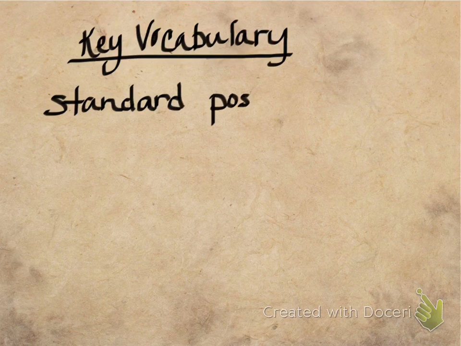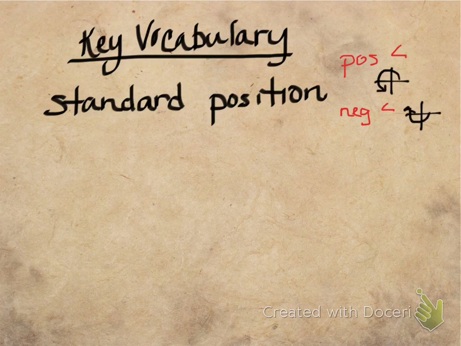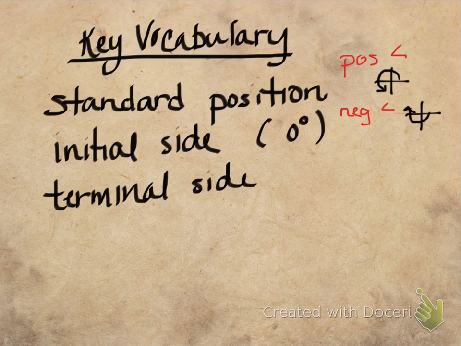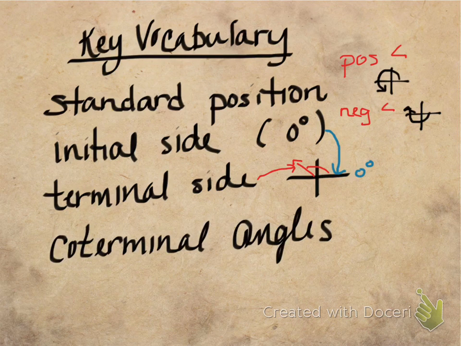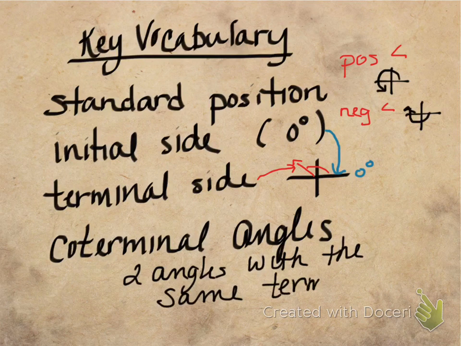So the key vocabulary for this was standard position. Remember, for positive angles, you go in a counterclockwise direction from the initial side. For negative angles, you go in a clockwise direction. The initial side is at 0, and the terminal side is wherever your angle falls, the other leg of the angle. The initial side is always a part of the angle. Coterminal angles are angles with the same terminal side.